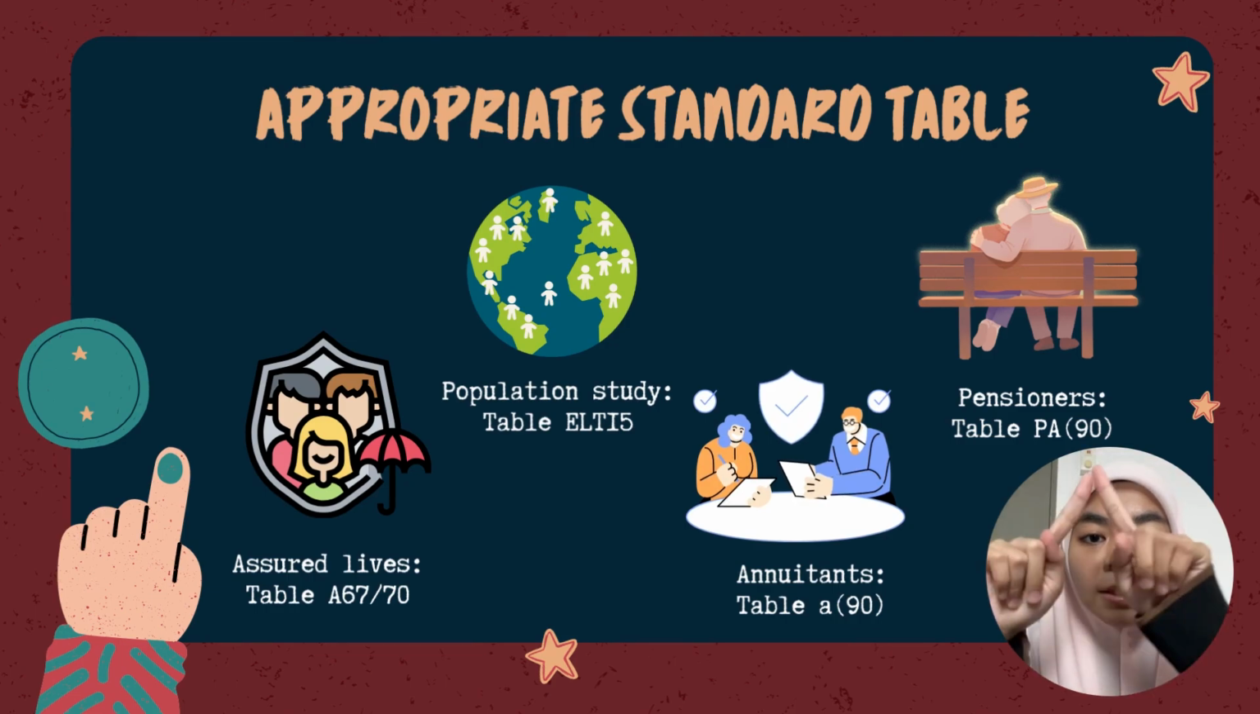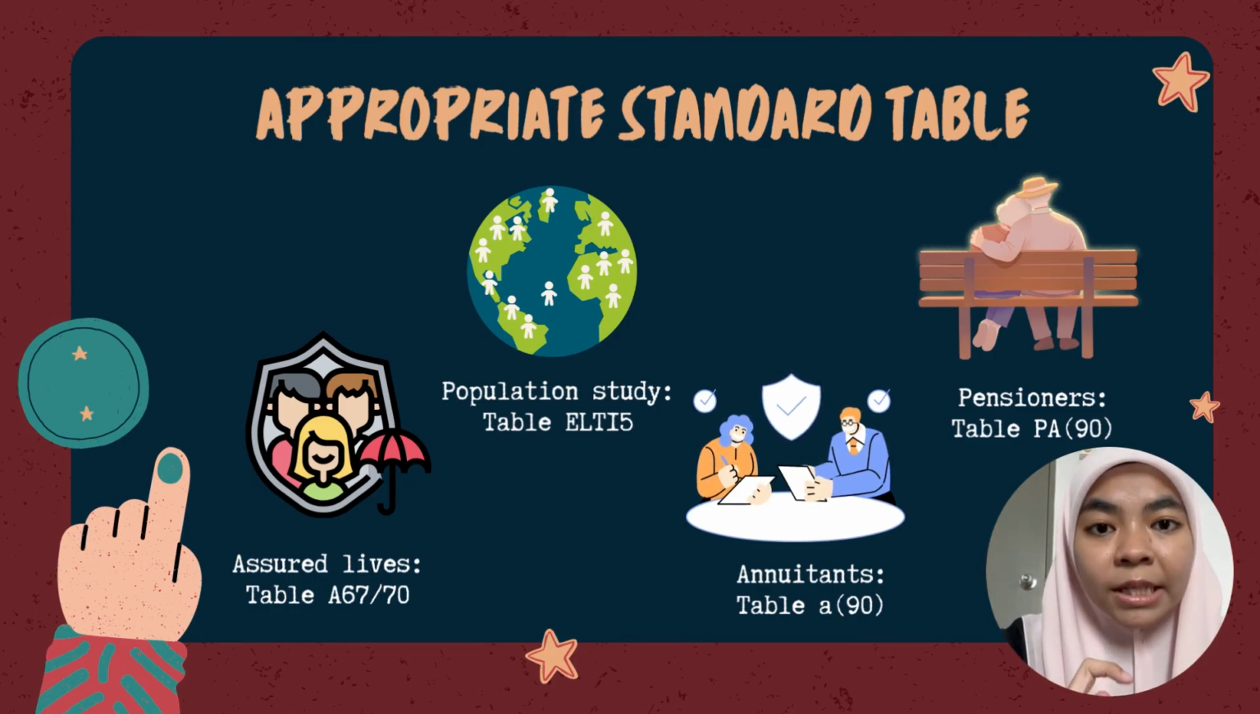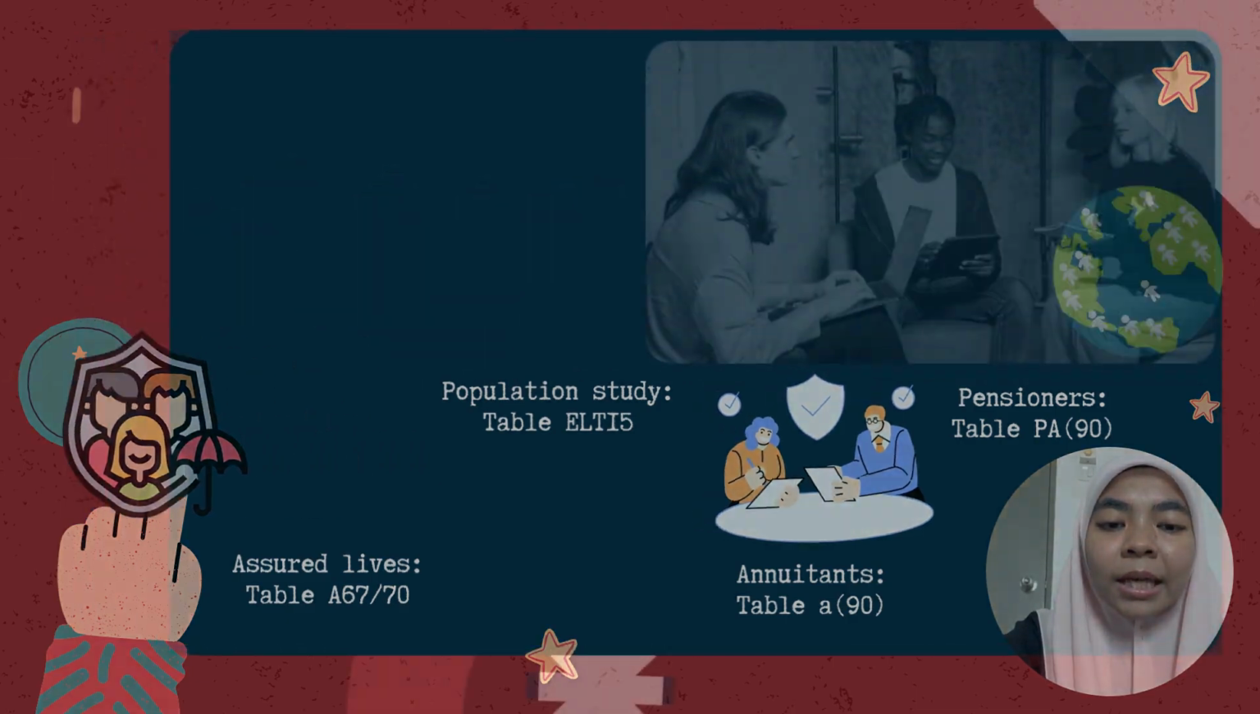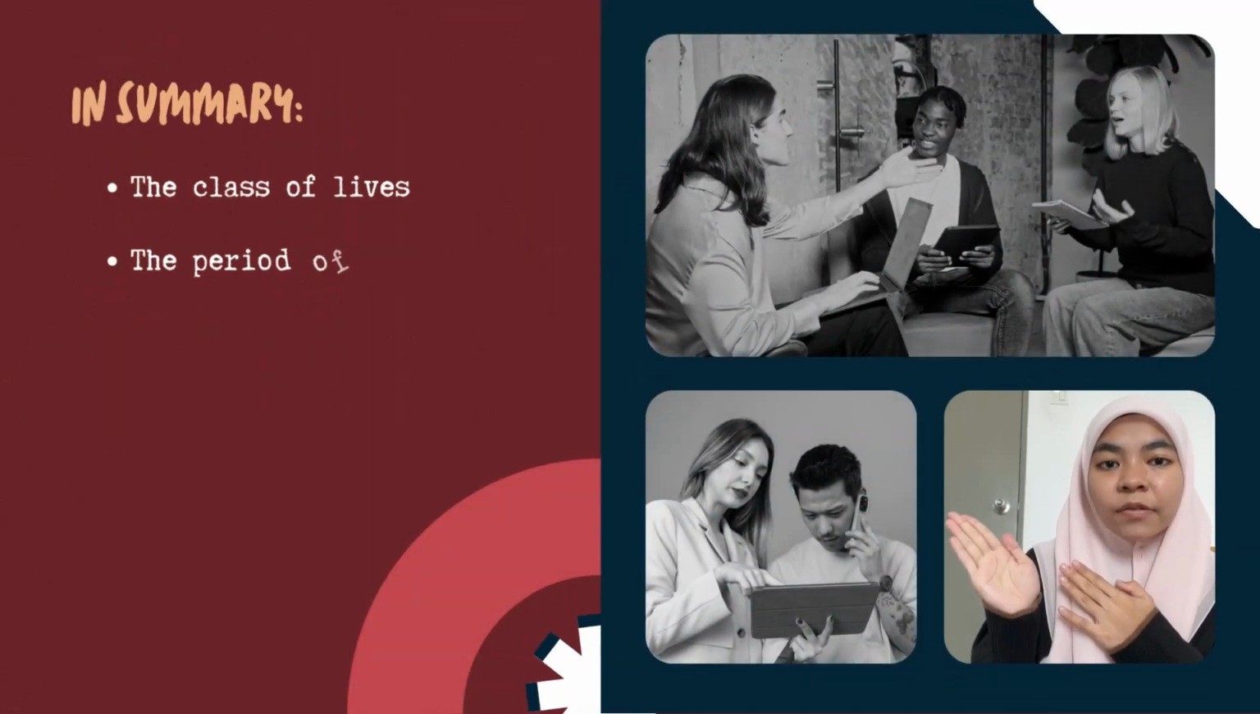How to choose an appropriate standard table? This is guided by the type of life under consideration. Firstly, for assured lives, we can refer to table A6770. Next, for annuitants who sign an annuity contract, we can refer to table A90. For pensioners, table PA90 can be referred to. And lastly, for population-based study, the ELT15 table can be used.